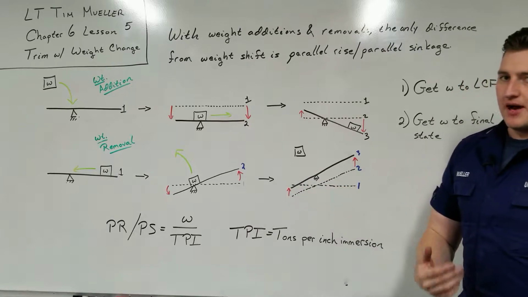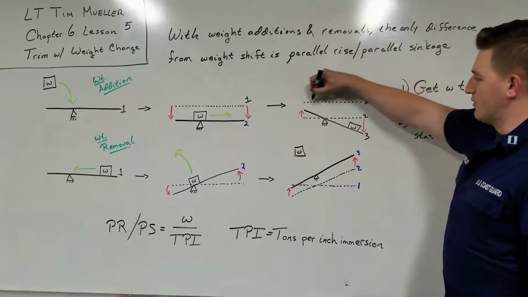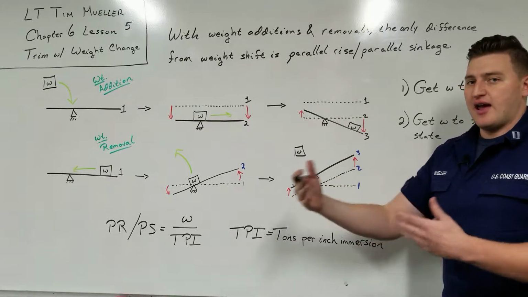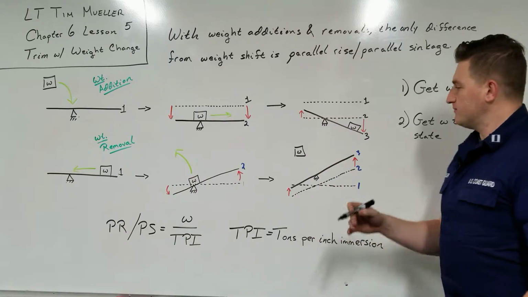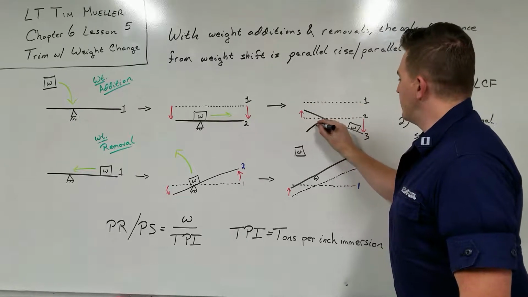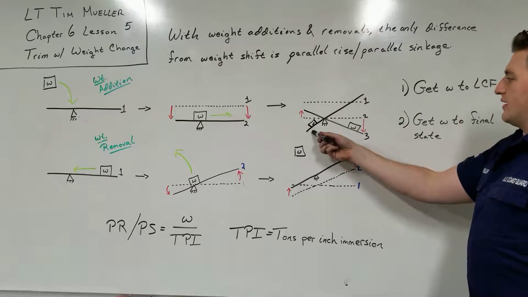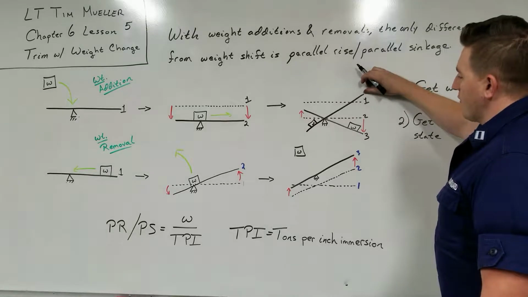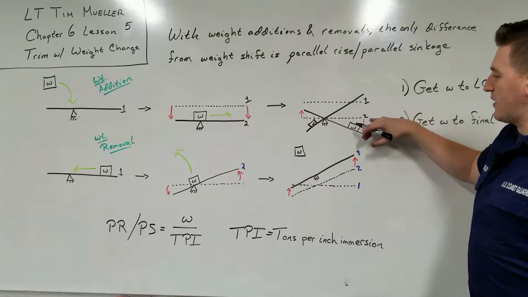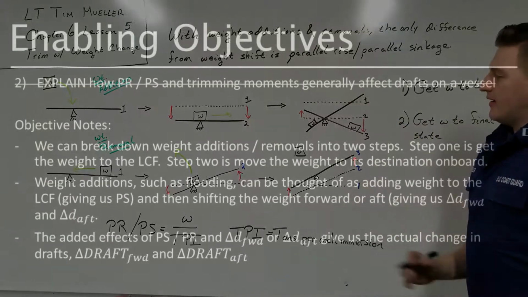However, it is very possible that you could have a final state like this. So we had the original right here with 1, then it sank here. It is very possible, due to the LCF and where different things are, how much weight you're moving, what that trimming arm is, if you put weight on the aft end to get something like this. So if we put weight here, in this situation, our forward, our bow, actually became more shallow than it ever was originally. So it sank with the parallel sinkage, and then because of that trimming arm, it popped up all the way.